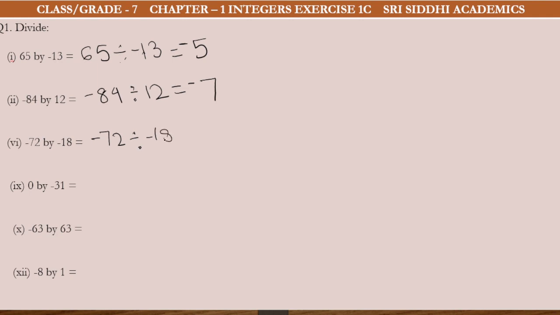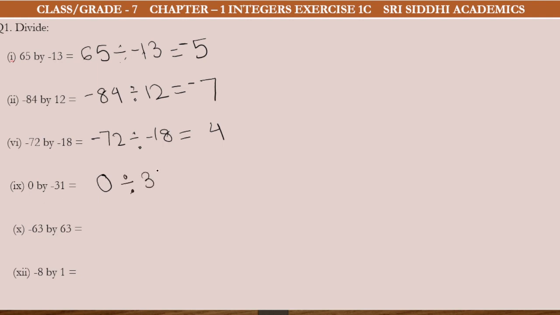See, both integers are negative in nature. Division is simple. 18 multiplied by what is 72? We know it is 4. But since these two integers are negative in nature, so answer is going to be positive. Okay. Now 0 divided by minus 31.